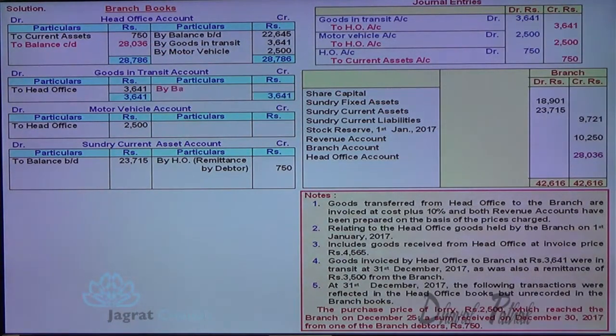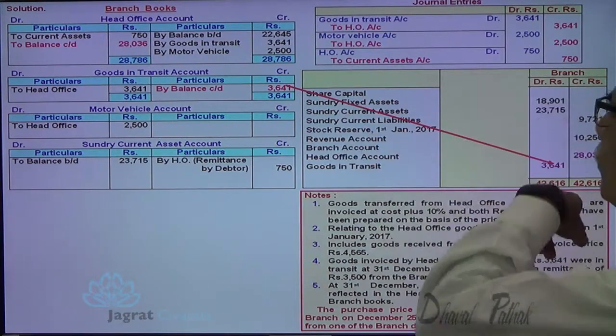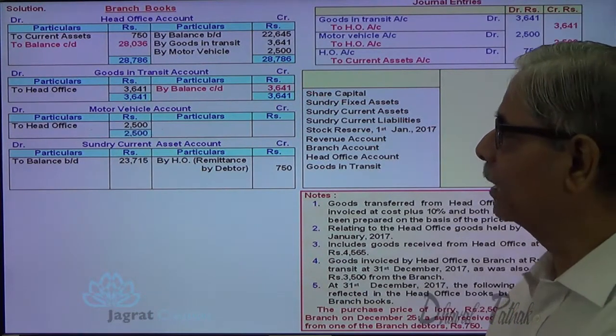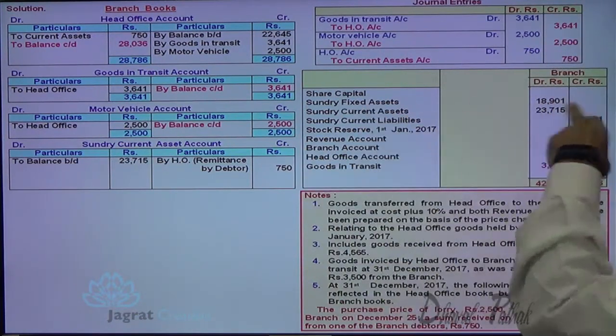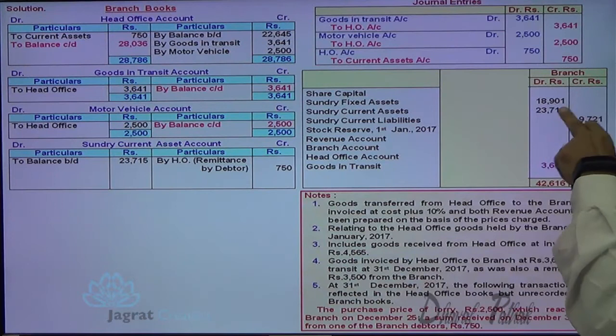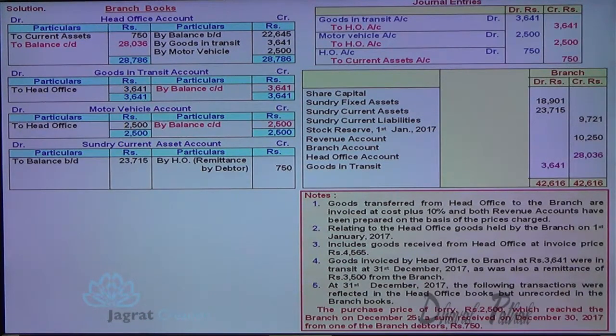Now goods in transit is the new account, so I will write goods in transit, debit balance. Then motor vehicle closing balance, 2,500. So 2,500 will be added to fixed assets. My fixed assets are 18,901. 2,500 rupees are added to it, so that my amended, changed balance of fixed assets will become 21,401.